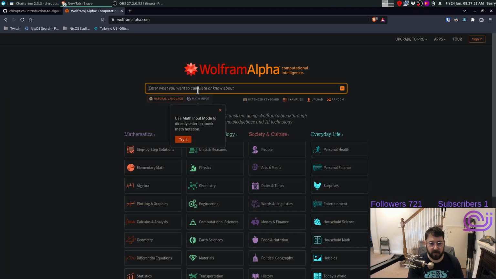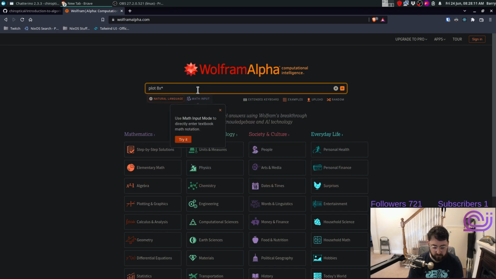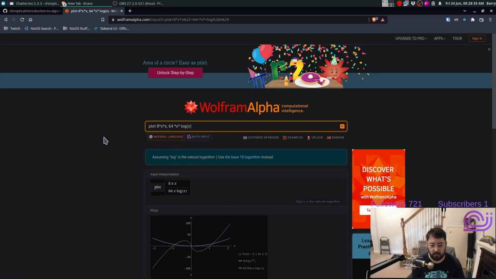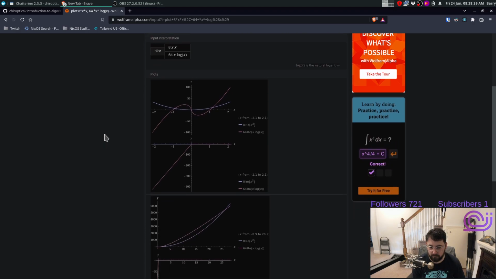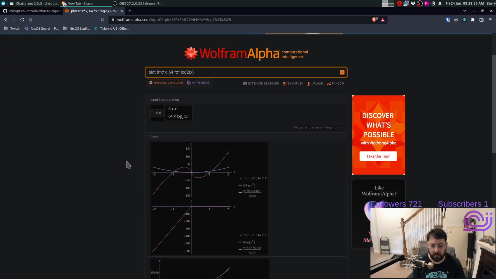So if you've never used this website, it's actually pretty great. I'm going to try and use it to plot two functions and see if it works. So we want to plot 8 times x times x, and we want to plot 64 times x times log x. Let's see if this works. It does, seemingly. Maybe if I write log 2. Yeah, okay, that works.